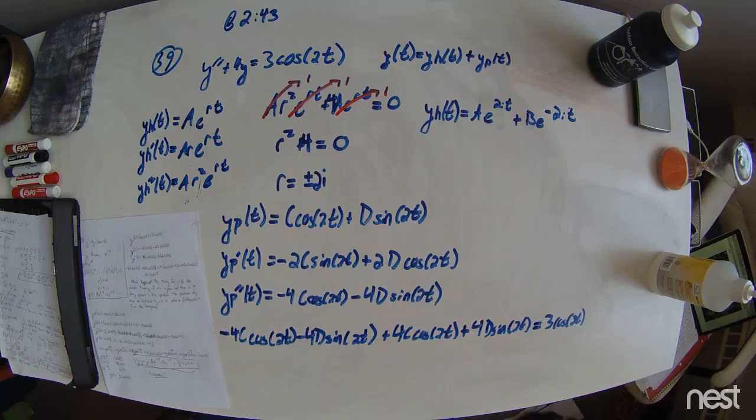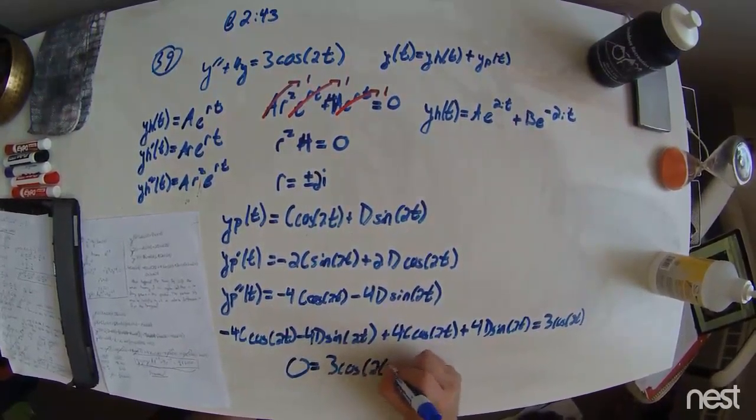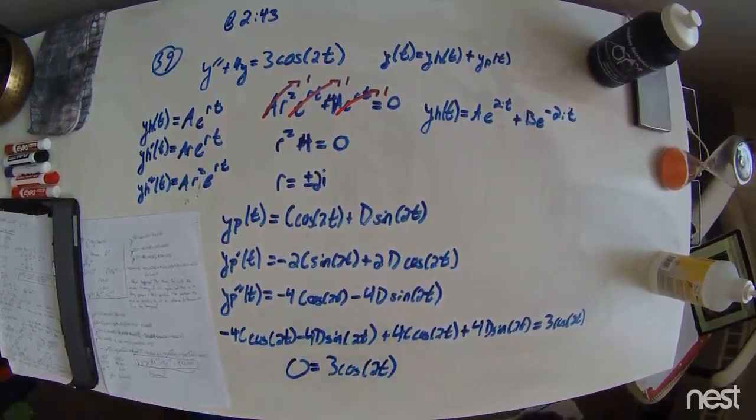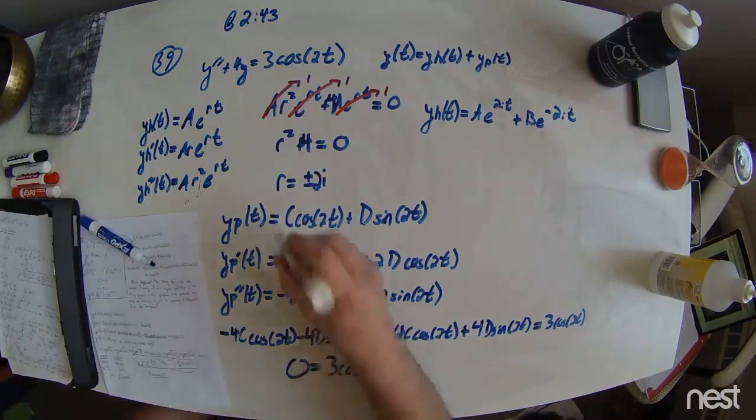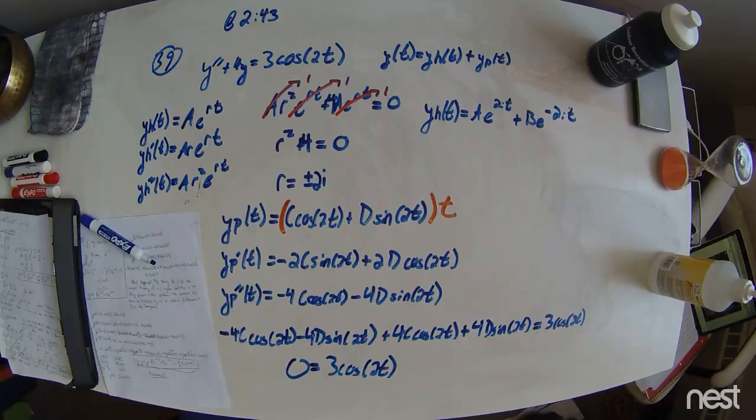Now, there's a problem in this expression. Once you add up all these terms, you get 0 on the left-hand side, which equals 3 times the cosine of 2t. This is a false statement, and because of that, we know that our guess failed. We therefore have to re-choose what our particular guess has to be. In order to do that, we have to multiply it by some t to differentiate it from our homogeneous solution.